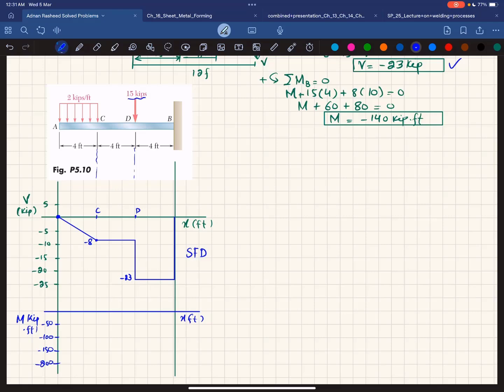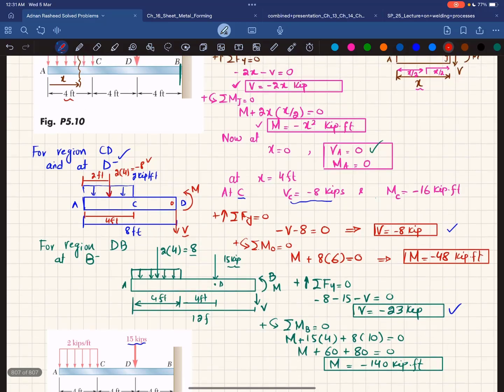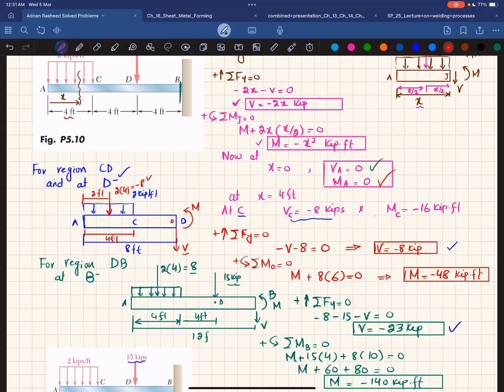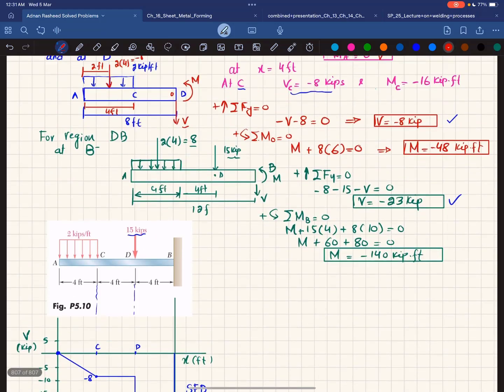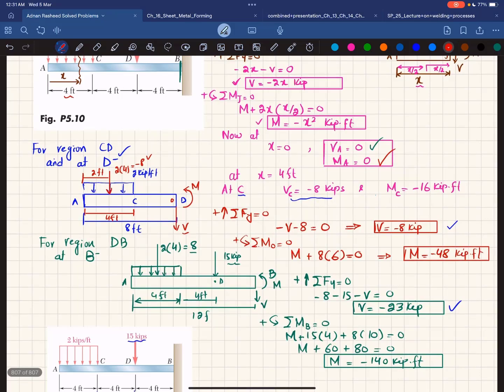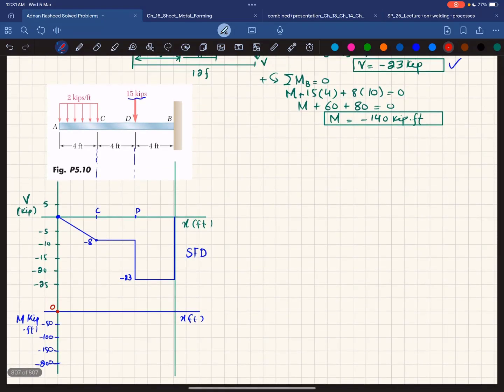Okay. Starting from the first point at X is equal to 0, we have MA is equal to 0. So your first point will be this one. This is 0. At X is equal to C, we have moment is minus 16. So C is this point. So minus 16 will be somewhere here. Let this be minus 16.